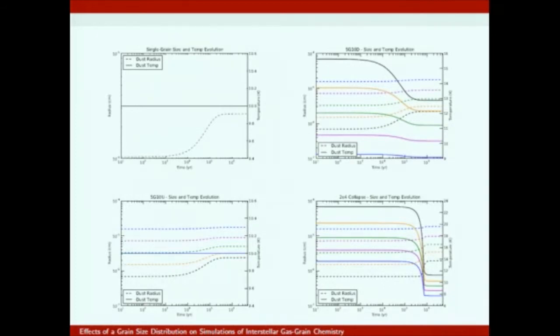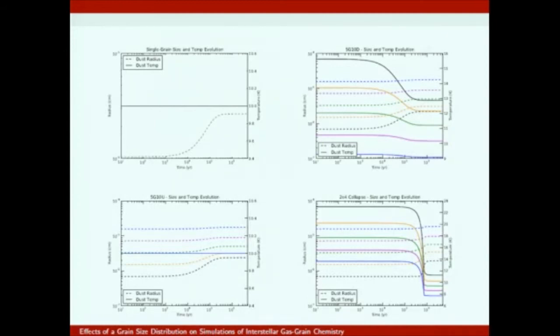So for a single grain size, the mean grain size is roughly a micron, whereas here you can see that, oh, sorry, this is in centimeters. So that's smaller than a micron. It rises to about 0.1 micron. But here you can see these grains are growing, but I've fixed the temperature. This is just to kind of disentangle the number of grain binding sites versus the temperature effects.